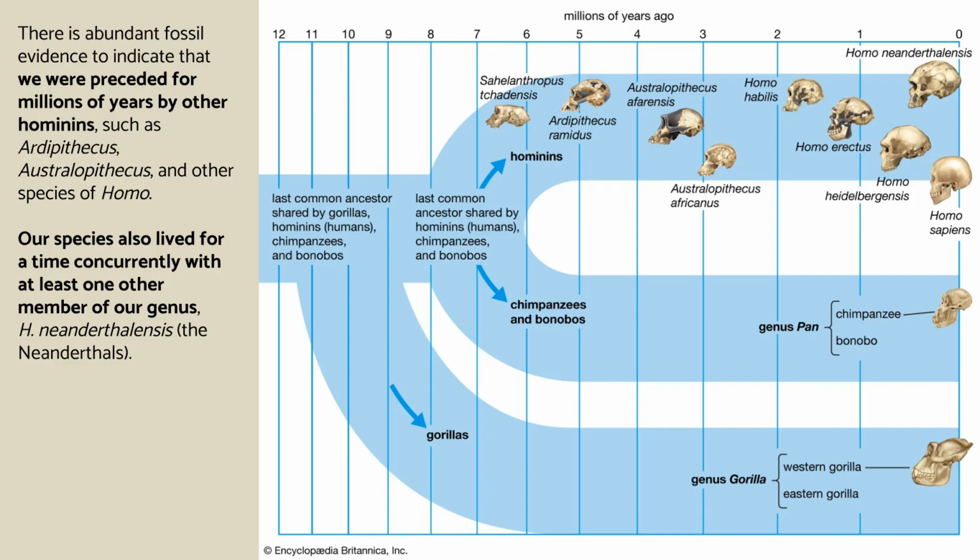This diagram compares the human lineage with other great apes over millions of years. It shows that humans, chimpanzees, bonobos, and gorillas all share a common ancestor. From that ancestor, different lineages branched off. The human lineage includes several extinct species before Homo sapiens appeared. Importantly, humans did not evolve from chimpanzees. Instead, both groups evolved separately from the same ancestral population. This explains why humans and chimpanzees are closely related but still clearly different species.